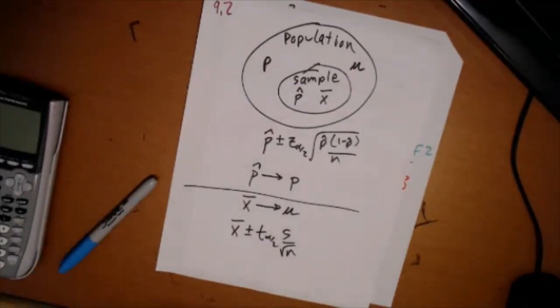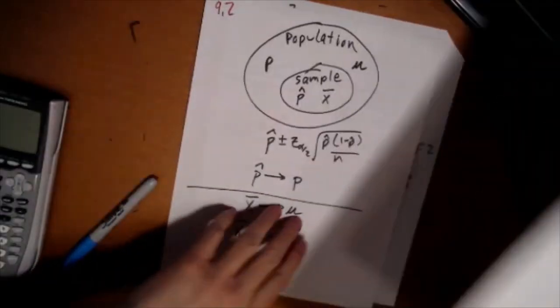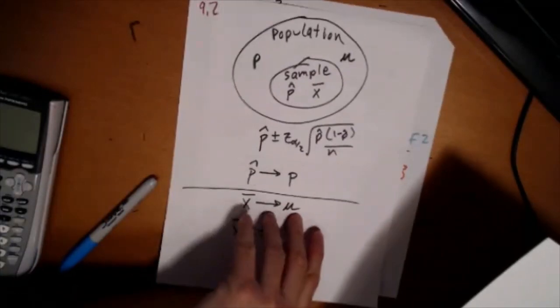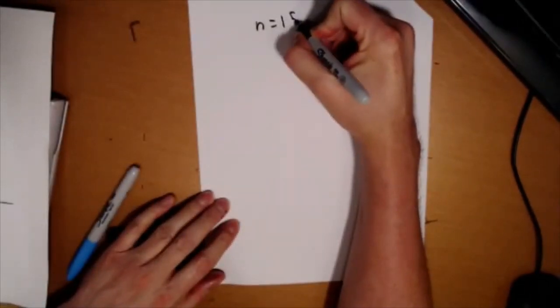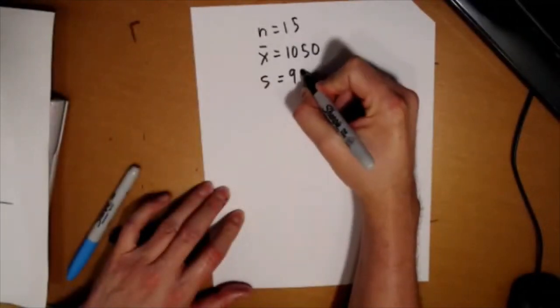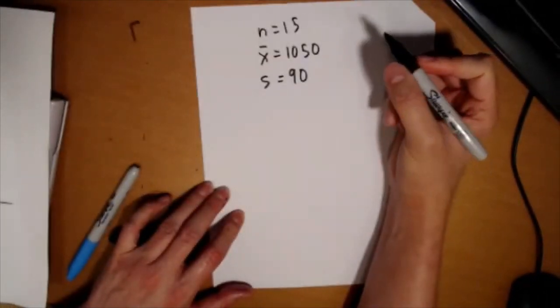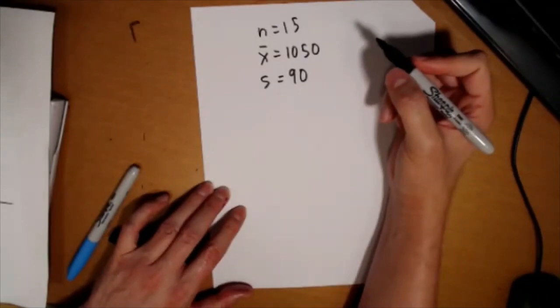So we have estimating a population mean, and the first question says, you'd like to estimate the true mean rent paid for a studio apartment in Culver City. You randomly select 15 studios. Sample mean is 1,050, and the sample standard deviation is 90. Assume rents are normally distributed.